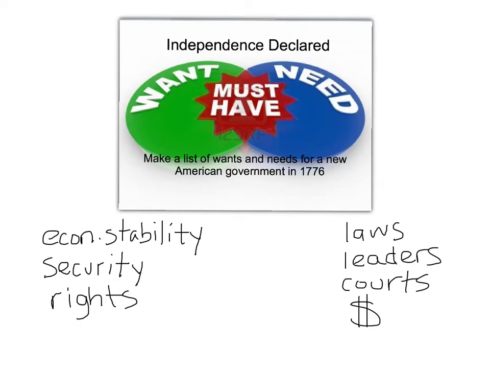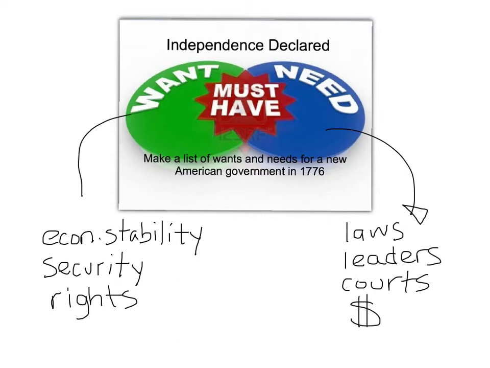In looking at your list, hopefully a few of these are on there. As far as the needs, there are some very specific laws, some leaders to enforce those laws, and some kind of court system to remedy when those laws have been broken. There also needs to be some kind of system to deal with money, whether that's a standard currency or some kind of taxation system, whatever that is, that's probably necessary.